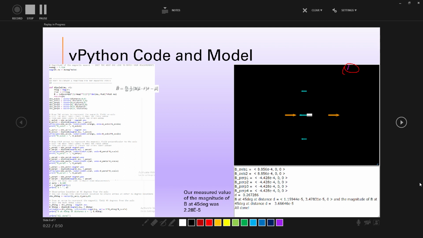Now, this purple arrow up here is the magnetic field 45 degrees from the axis, and our measured value for the magnitude of that from our data is 2.28 times 10 to the negative 5, while the computational model is 3.7 times 10 to the negative 5. While those values aren't exact, they are similar enough to show us that our experiment was done correctly. There are definitely areas we can improve, but our data is pretty close.